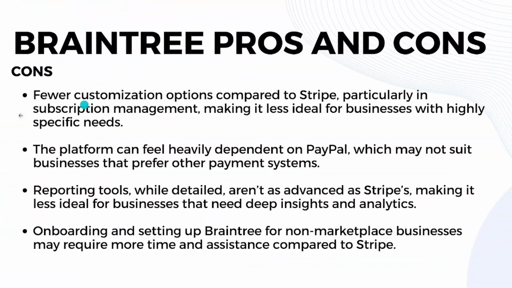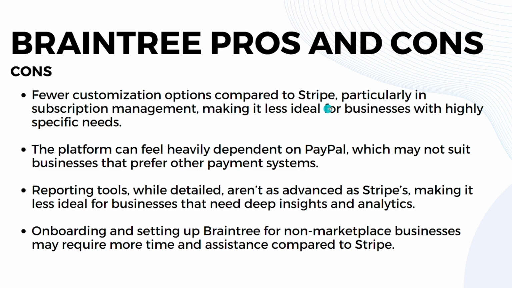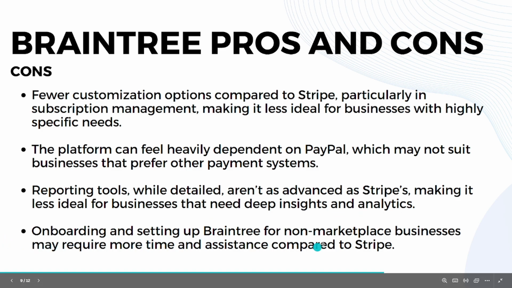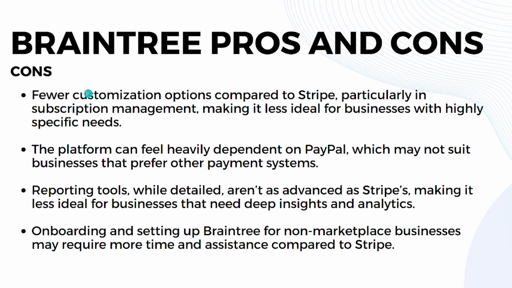When it comes to cons, Braintree has fewer customization options compared to Stripe, particularly in subscription management, making it less ideal for businesses with highly specific needs. And the platform can feel heavily dependent on PayPal, which may not suit businesses that prefer other payment systems. And the reporting tools, while detailed, aren't as advanced as Stripe's, making it less ideal for businesses that need deep insights and analytics. Lastly, onboarding and setting up Braintree for non-marketplace businesses may require more time and assistance compared to Stripe. So that's it for the Braintree pros and cons. So now we're done with the pros and cons.